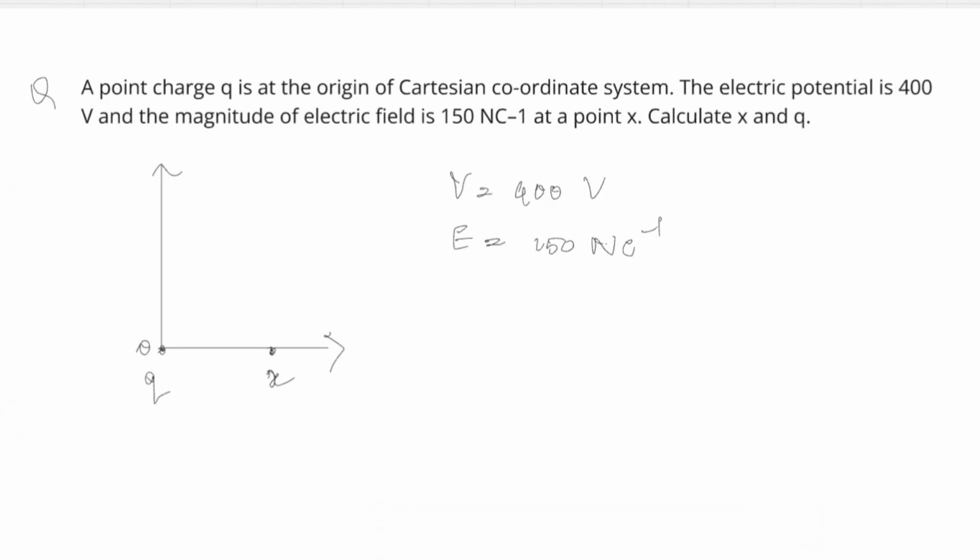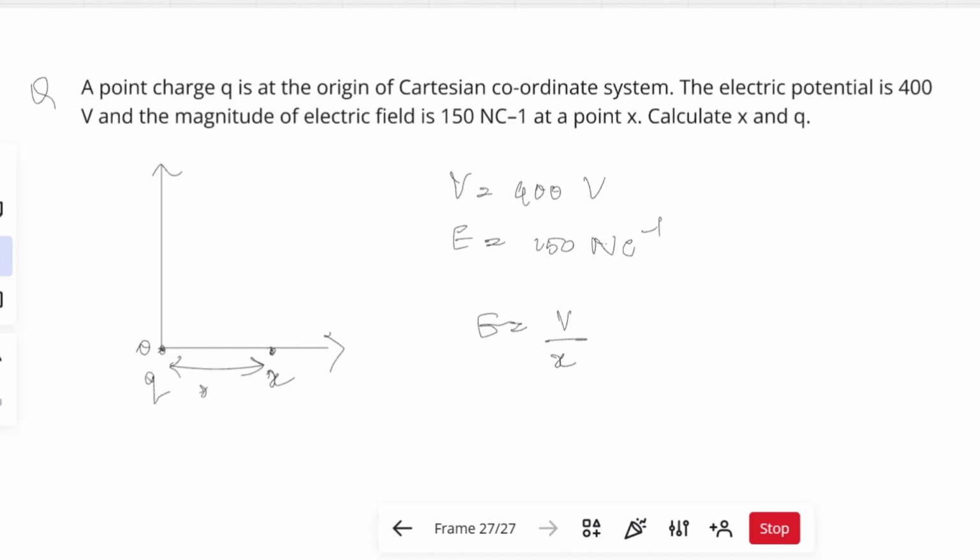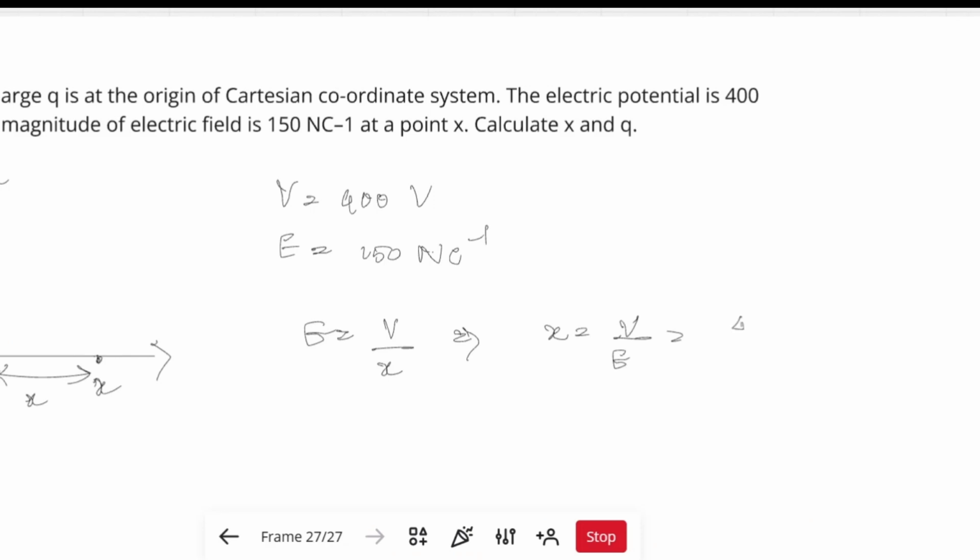First, recall the relationship between electric field and potential. E is equal to V by x. Since this is origin, this distance is also x. So, we find x to be V by E, which is 400 by 150, which is 2.67 meter.